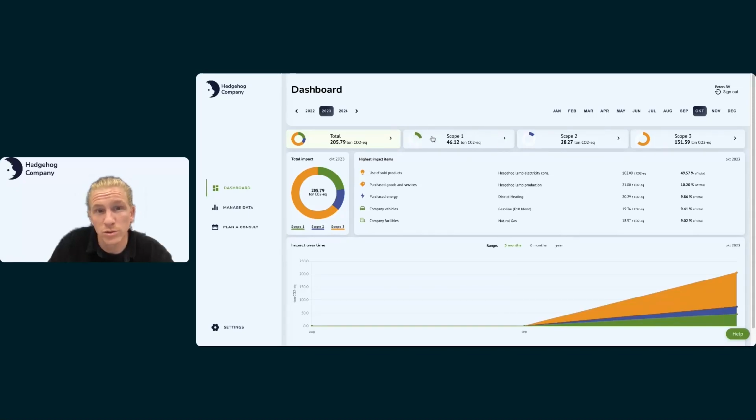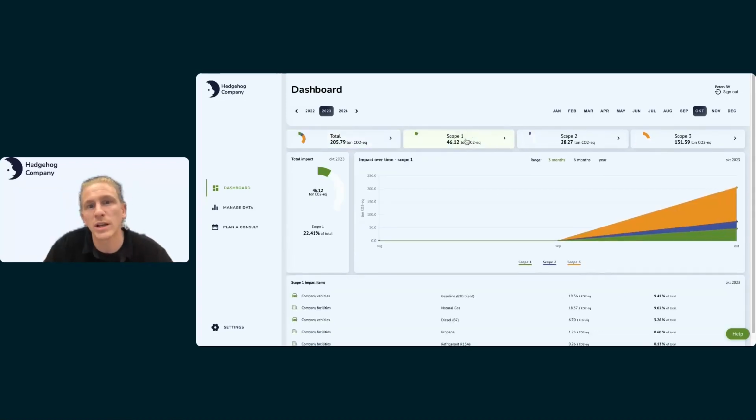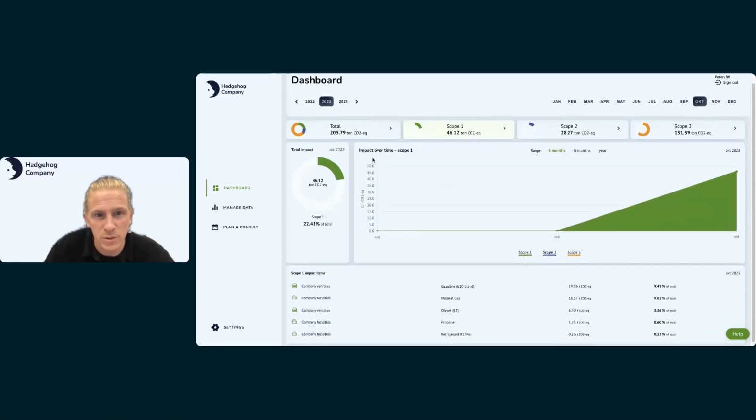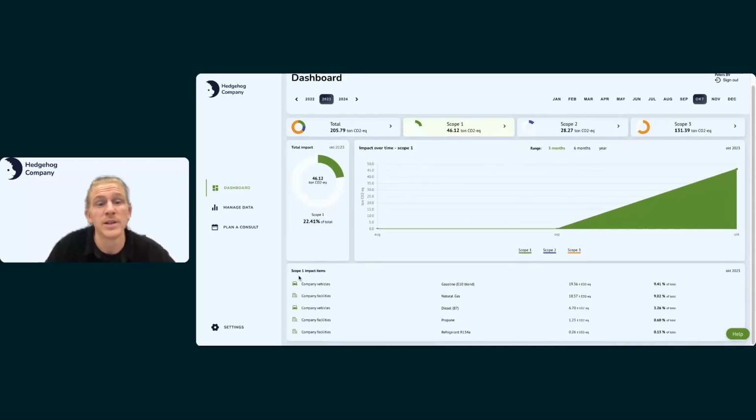And of course, you can also zoom into these different scopes, because every scope has different rules, so to say, also for your reduction activity. So for example, if we want to dive into Scope 1, we click on Scope 1. And then over here, we can see the impact of Scope 1 over time. We see our total impact in Scope 1 listed here on the left side, and also the contribution of Scope 1 to our total carbon footprint. And here at the bottom, you can see the list of impact items going from high to low.